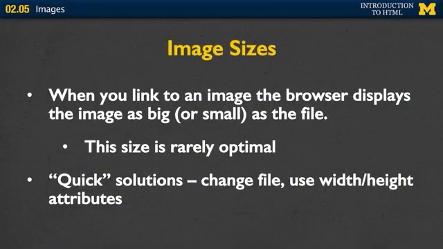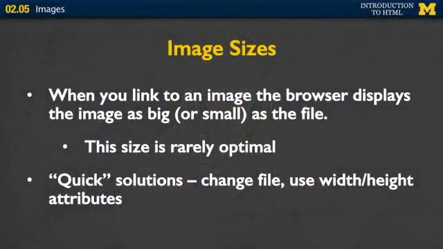By default, the browser is going to open up your image in the same exact size it's been saved. And it's really, really rare that this size was optimal. You probably have all gone to a site where the picture was really small and you're not able to make it bigger. Or perhaps what I find even more annoying is when the picture takes up the entire screen and you're forced to scroll around trying to see the whole thing. So I'm going to show you two quick solutions for changing the image size. The first is to change the actual file, and the second is to use the width and height attributes for the image tag.